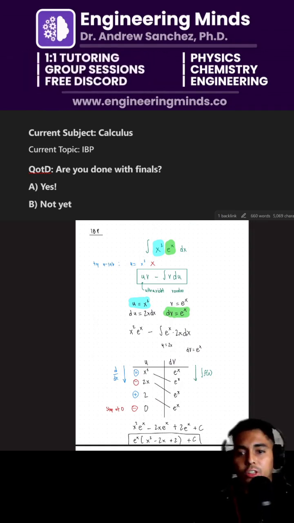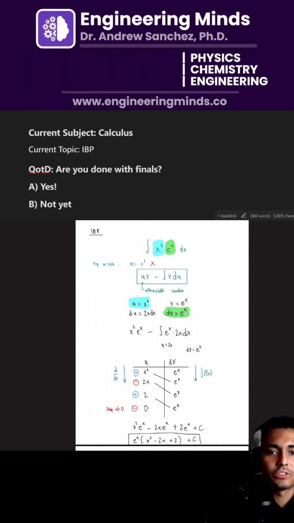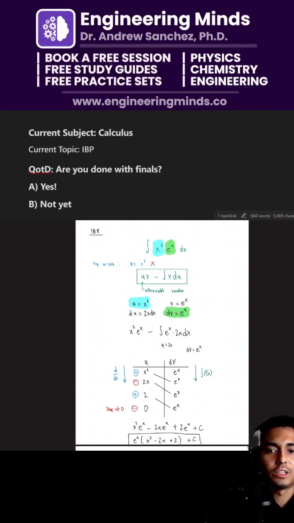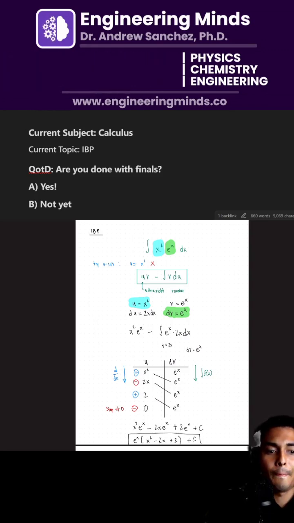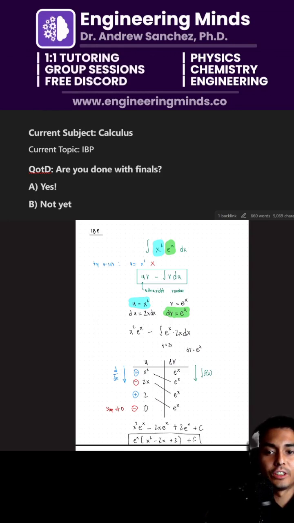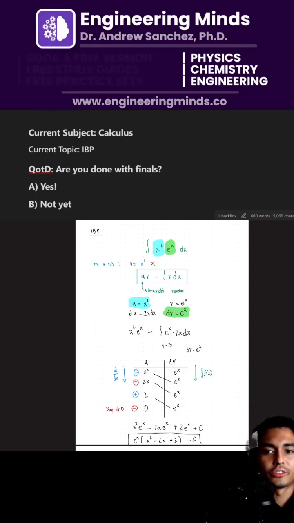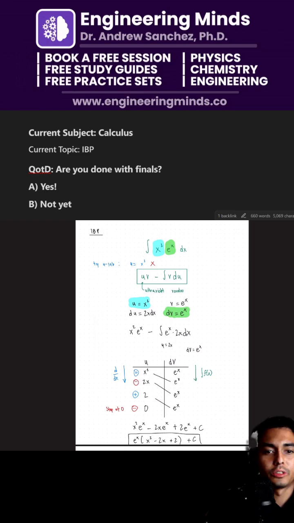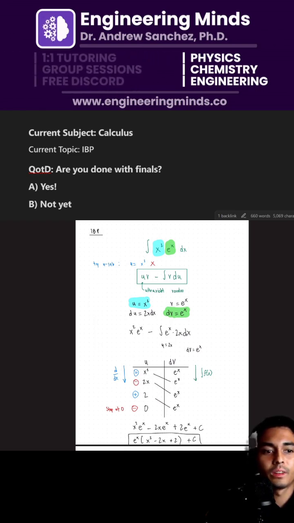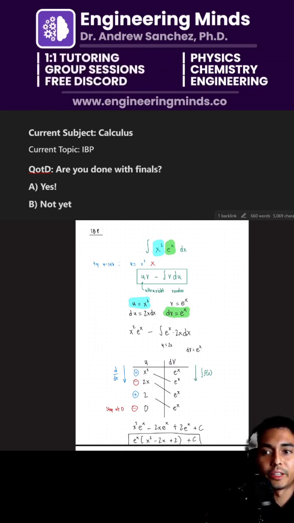My question for y'all is, are you done with finals? Select by tapping the vote on the screen. A for yes, B for no. And guys, the next question is, do we do another example for IBP or should we do a different topic altogether? Let me know. I just got flashbacks. It's winter break. I know, probably calculus is the last thing on some of your minds, but here we are.